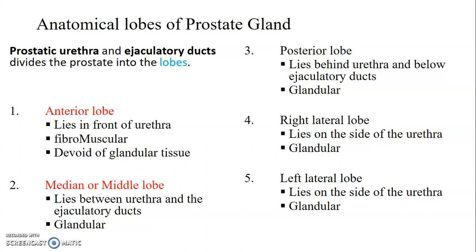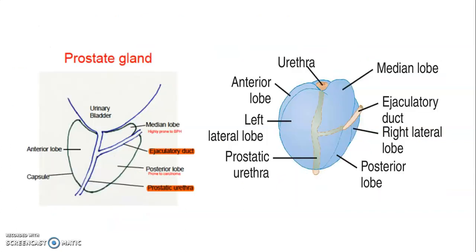The posterior lobe is behind the urethra, below the ejaculatory duct, while we have two lateral lobes, the right and the left, on each side of the urethra. So the anterior lobe is anterior to the urethra. Lateral lobes are lateral to the urethra. The median lobe is between the urethra and ejaculatory duct, while the posterior lobe is behind the urethra and below the ejaculatory duct. All lobes are glandular except the anterior lobe, which is fibromuscular. So that is the prostate gland with the different lobes.